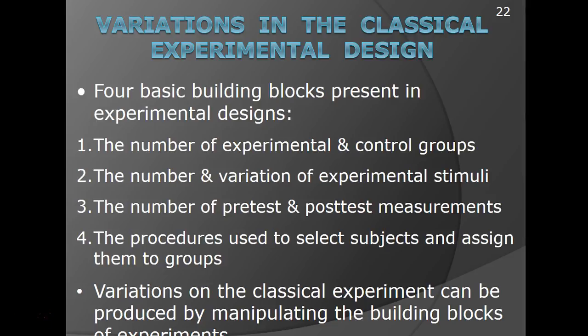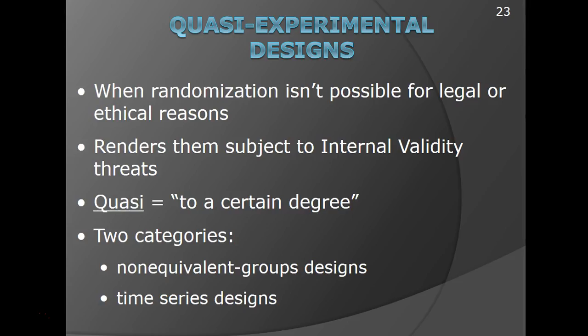Also, the number of pre-test and post-test measurements. Sometimes you might pre-test a couple different ways and at different times, which will change the variation in the design. And also how the groups are selected. How are the subjects, the cases, selected for each group, and how are they assigned? That can also vary in the experimental design. Now we're going to talk about quasi-experimental designs.